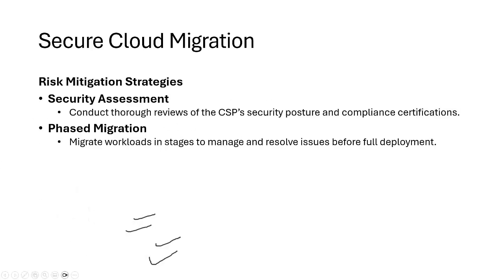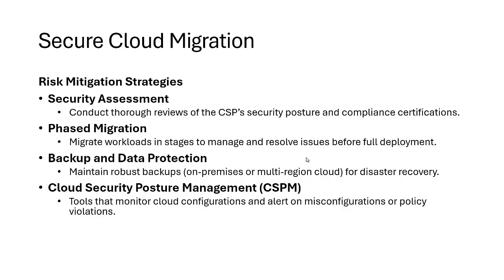Now, along with that, we follow some mitigation strategies. The first is called security assessment. Before you migrate, do check the CSP security posture and compliance. Then, instead of doing a migration in one go, do the migration in phases, especially if it's a complex architecture. Third, maintain robust backups in multiple locations, because if one cloud or a zone is down, you should have a backup on the alternate, and it can give you multiple benefits.